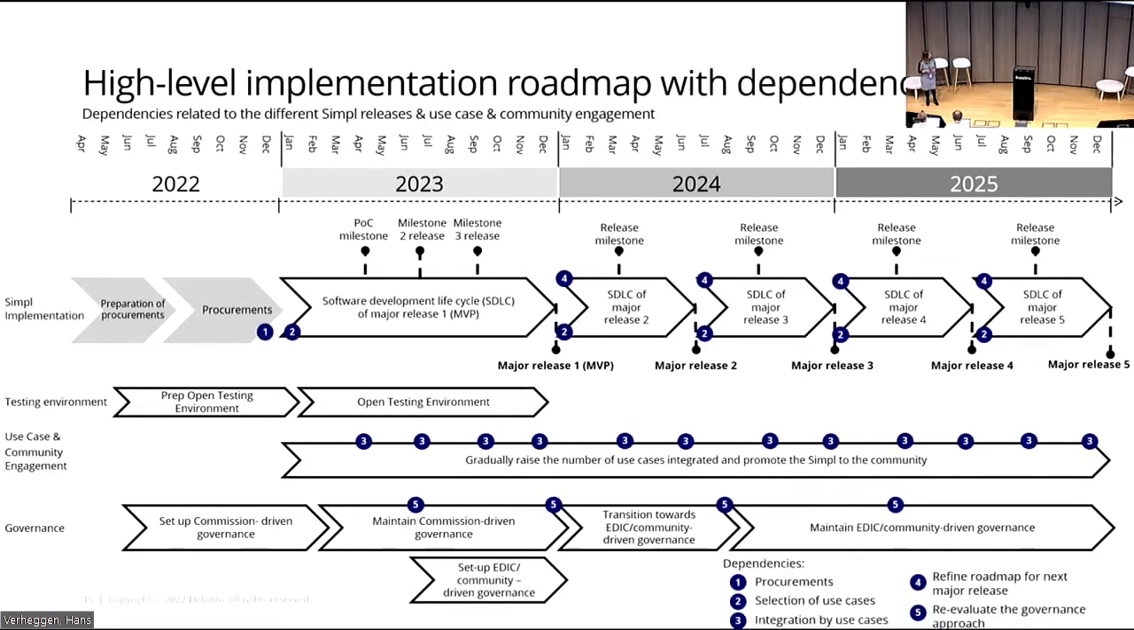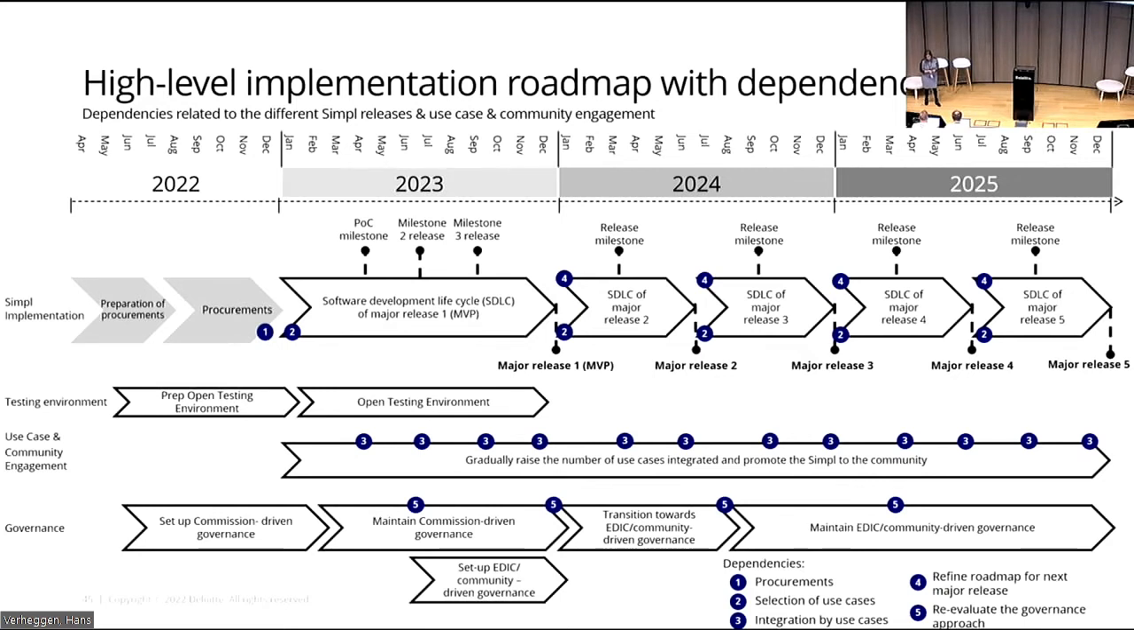Then to go into even more details, here you can see some important dependencies that we identified. First of all, the procurements will need to be finalized by the end of this year, because without this, of course, we cannot start anything. We cannot start the development in 2023. Then the selection of use cases needs to be finalized by 2023. So it is not clear yet which data spaces the Simpl platform will be tested on, but we would like to select 2 use cases at first and then onboard 2 further ones to test the third milestone release.